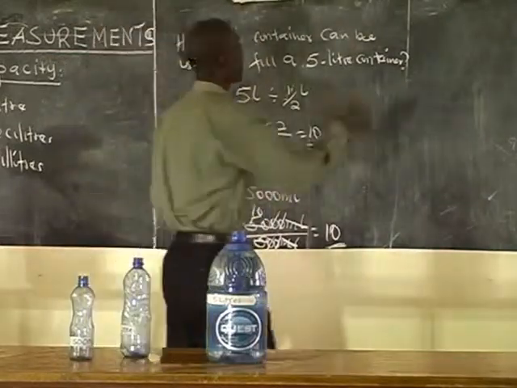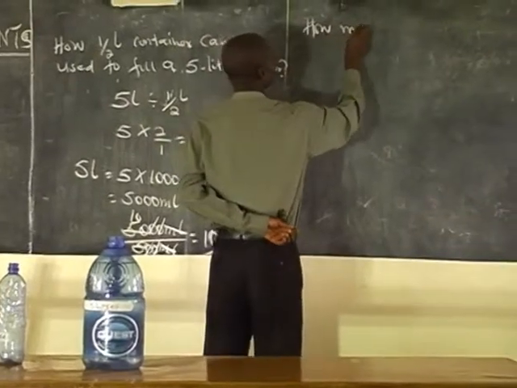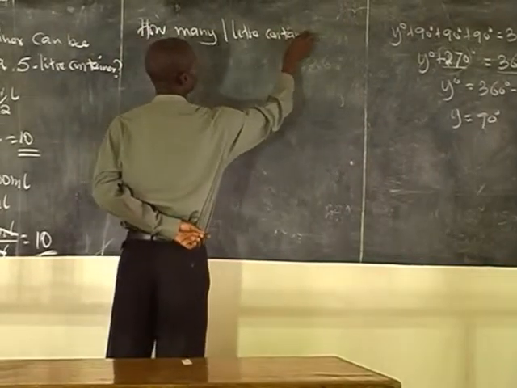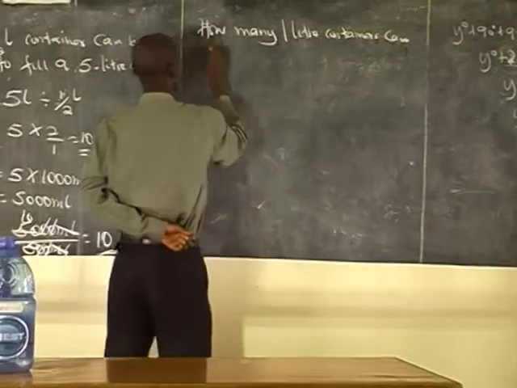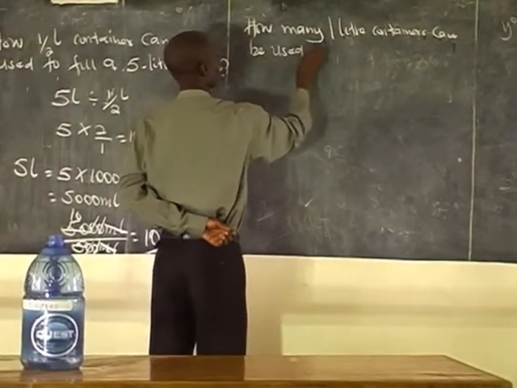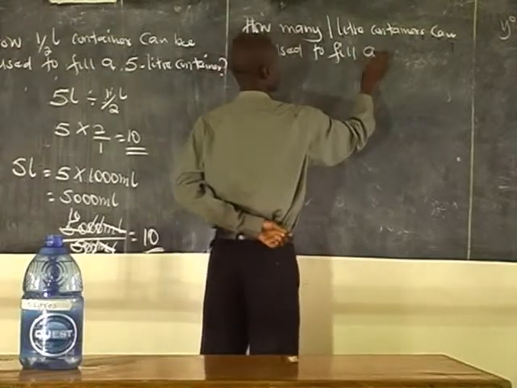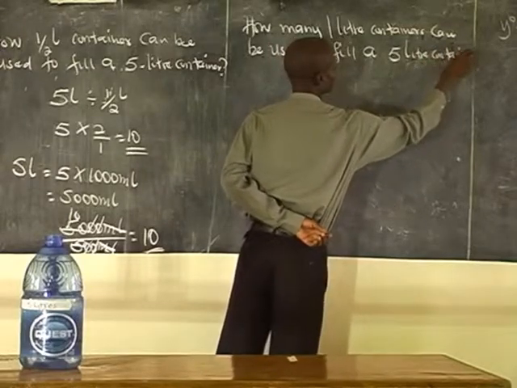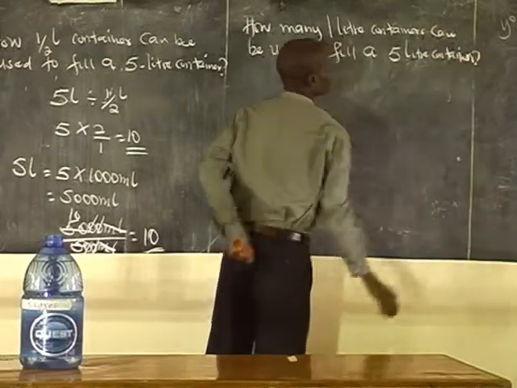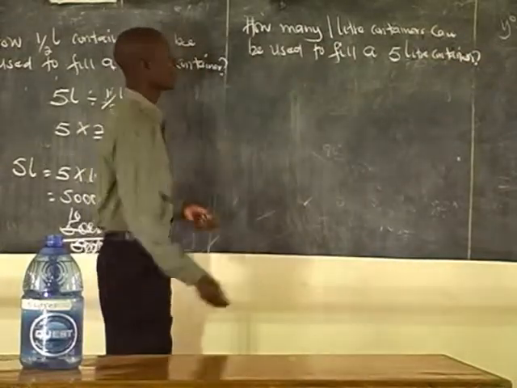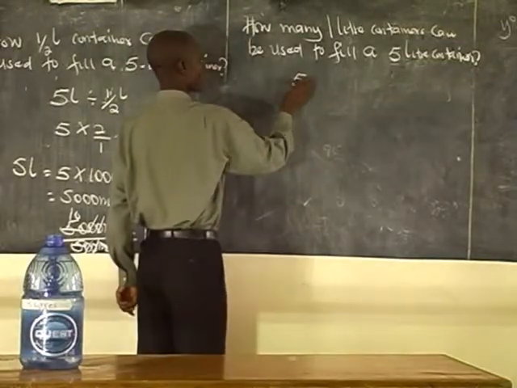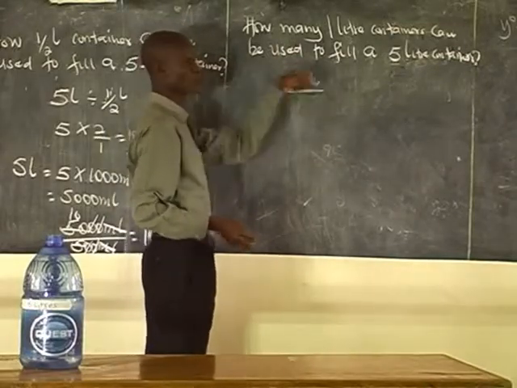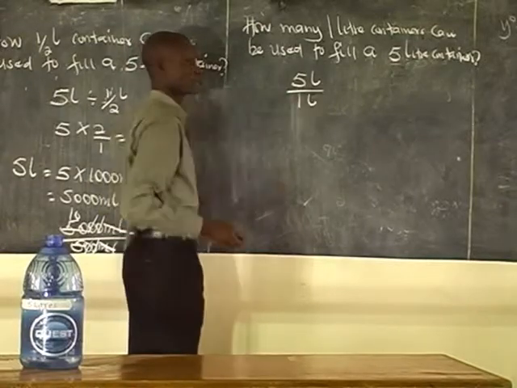So in that case, if you are asked how many 1 liter containers can be used to fill a 5 liter container, what we need to do to solve such a problem is take the capacity of the container, that is 5 liters, and then divide it by the capacity of the container supposed to be used to fill it, which in this case is 1 liter.